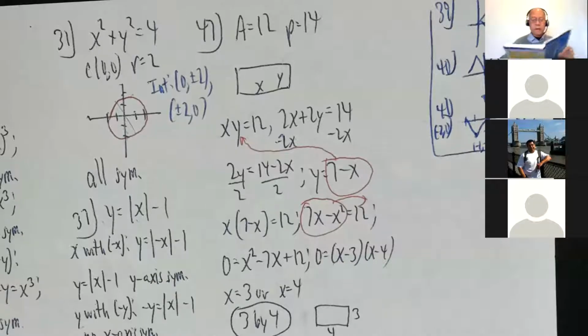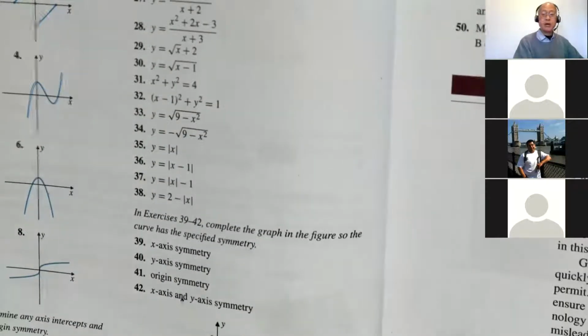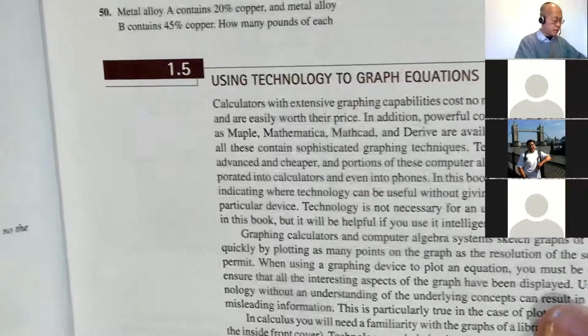All right, we have some word problems at the end. I'll just do a couple of them maybe, and then otherwise I was going to call it a day. So I'm almost done with 1.4. I'll finish it tomorrow. And then we're going on to 1.6. Again, we're not doing 1.5. It says using technology to graph equations. We're not going to mess around with that.